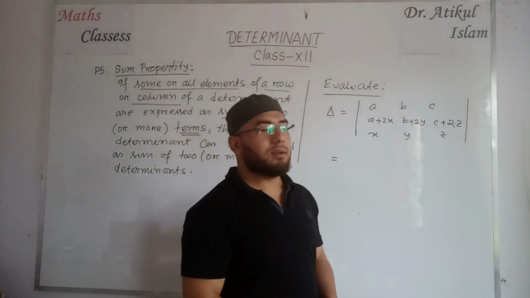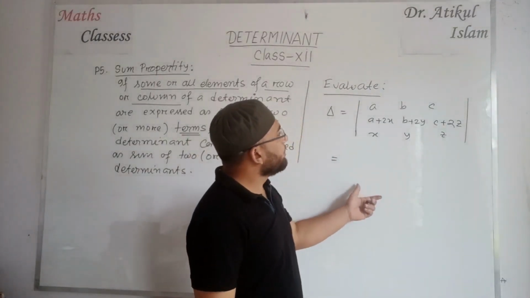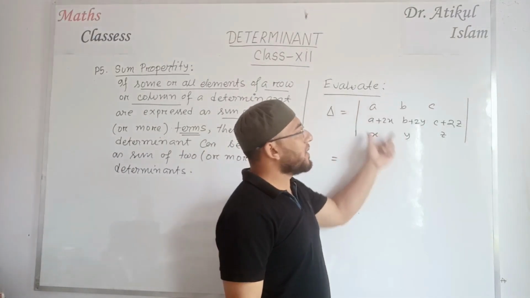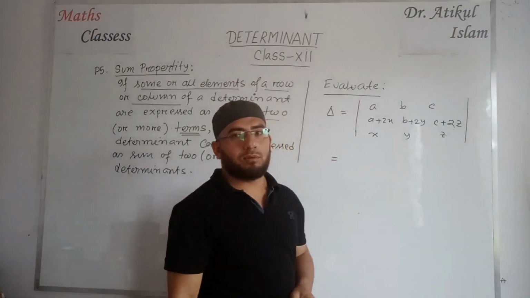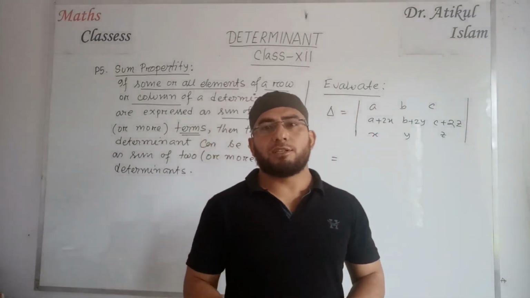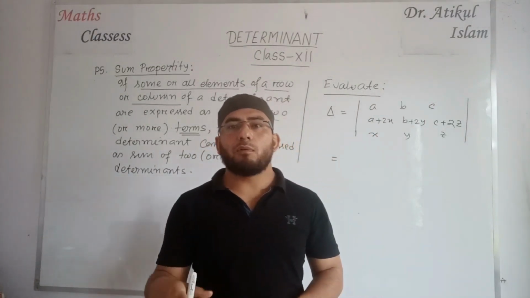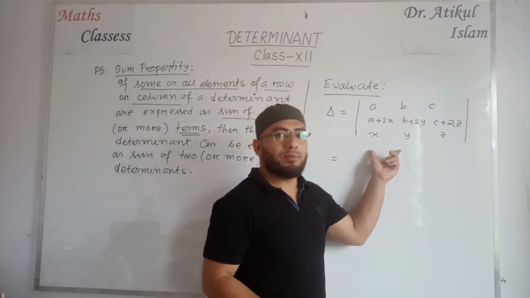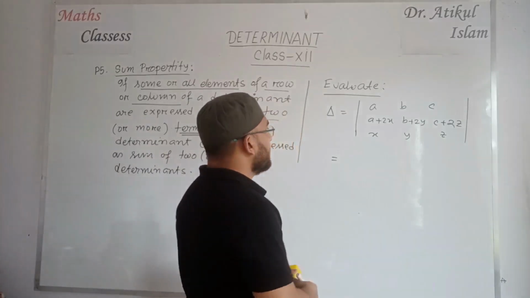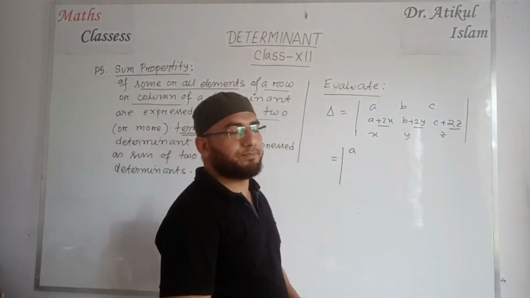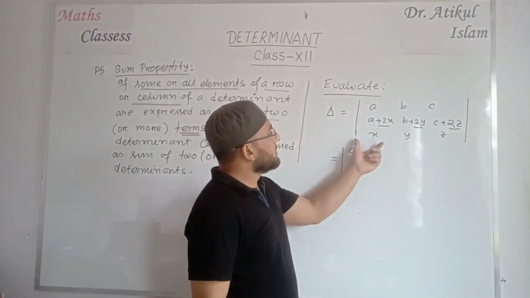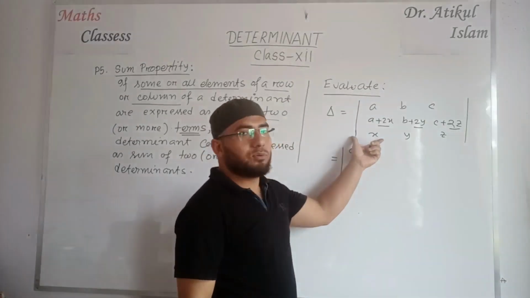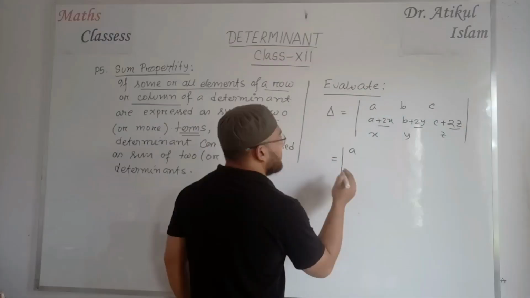So one way is that you can expand directly and find the value. But whenever it is given in the question "without expanding", you can't do it directly. So you have to use the property. So now we can divide this determinant into two determinants as follows.